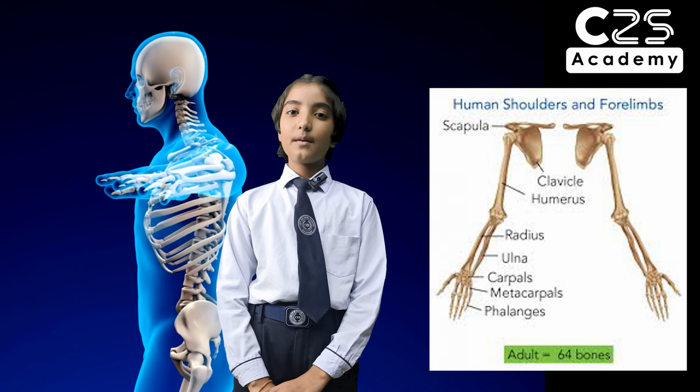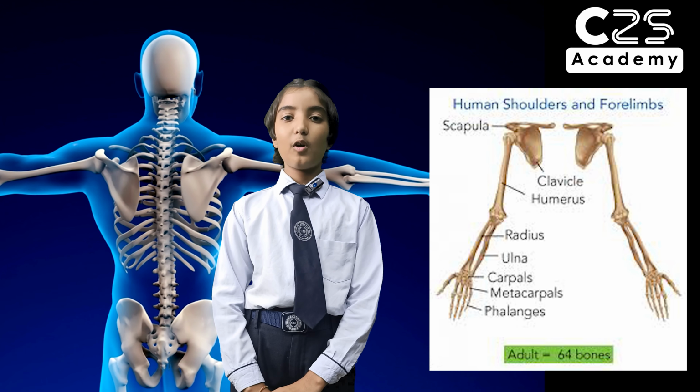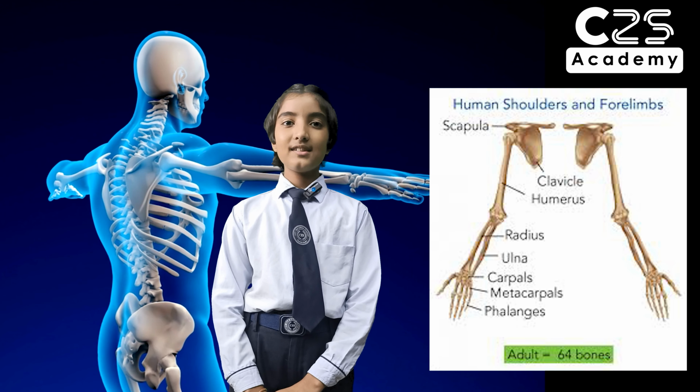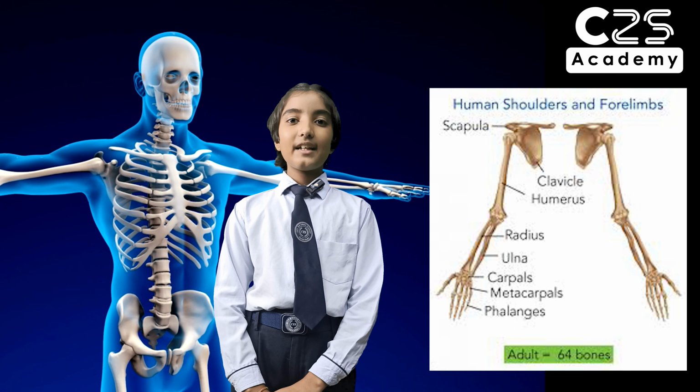Today I am telling about the 4 limbs. The 4 limbs comprise upper arm and lower arm. First is the upper arm. It has 1 bone. The name of the bone is humerus. And second is the lower arm. It has 2 bones. First is ulna and second is radius.